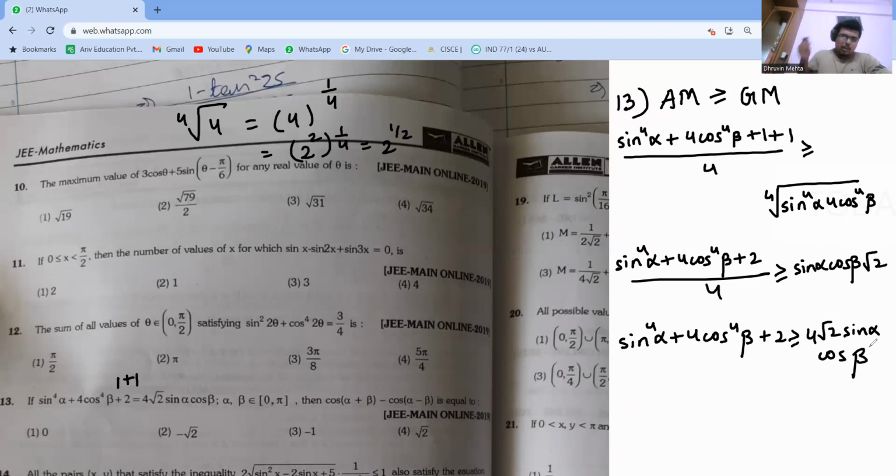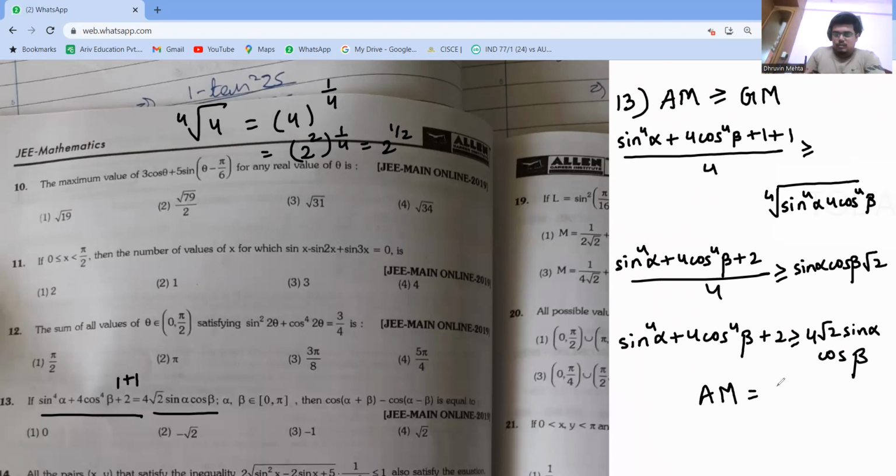Are you following this? Yes, Muskan, Risha. And in the question, what have they given? They have given that this is equal to 4 root 2 sine alpha cos beta. Does everyone understand what is going on here? So, is it safe to say that for this question, AM is equal to GM?